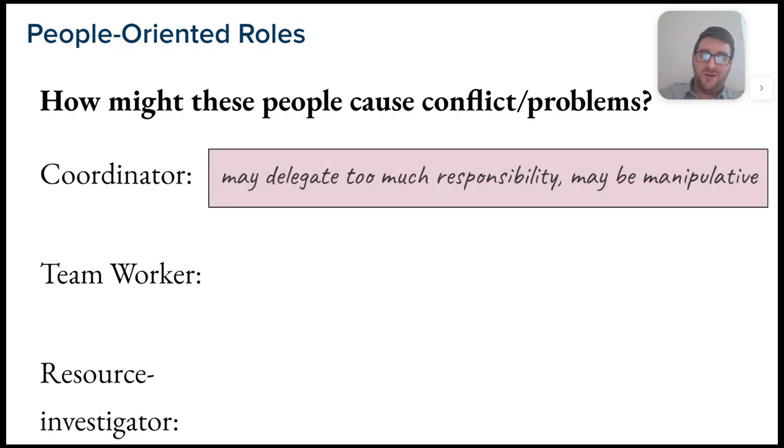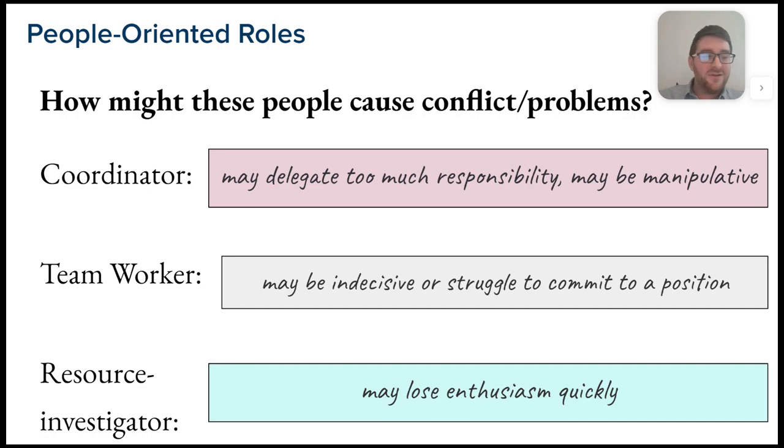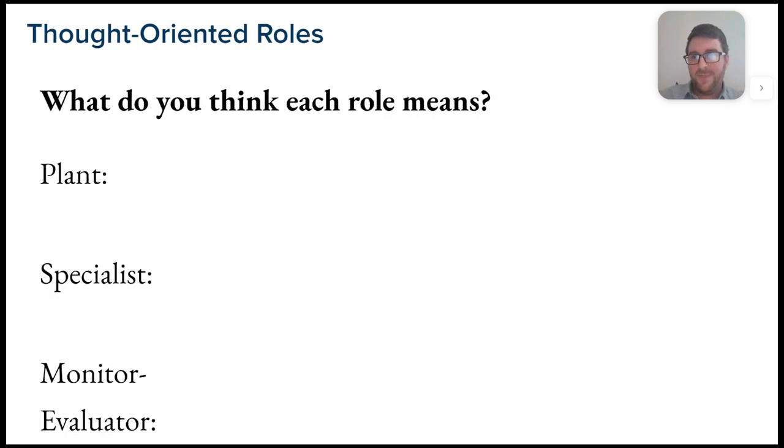And how might these people cause conflict? Coordinators might delegate too much. They might be accused of not doing anything themselves and just delegating all the work to others. Team workers, they can be indecisive. Because they don't want to offend anyone, they may sit on the fence. They won't take sides in any disagreement. And resource investigators, according to Belbin, they might lose enthusiasm quickly.